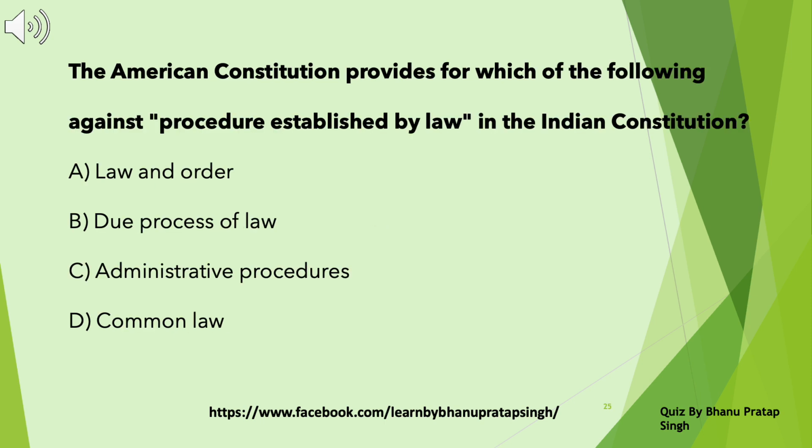The American Constitution provides for which of the following against procedure established by law in the Indian Constitution? A. Law and order. B. Due process of law. C. Administrative procedures. D. Common law. Choose the correct answer. Answer B. Due process of law.